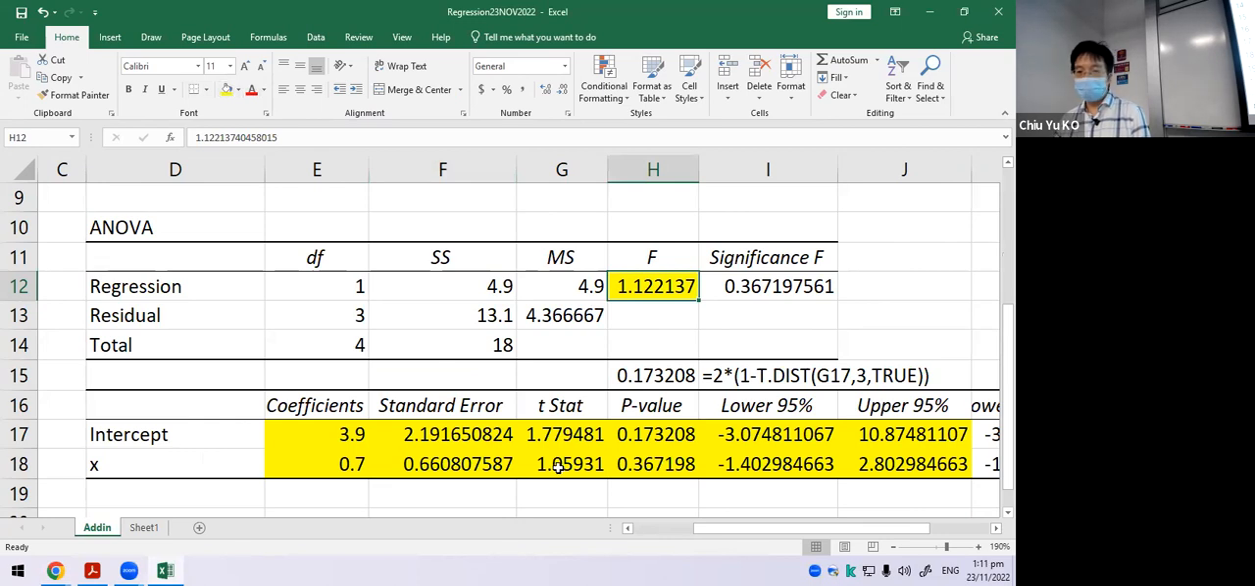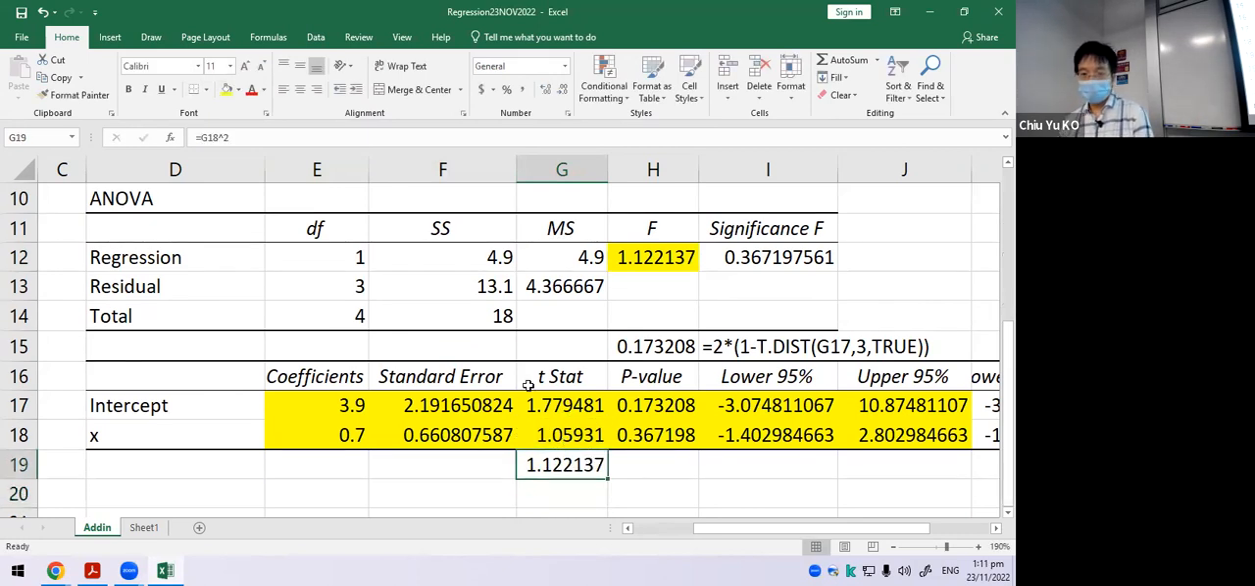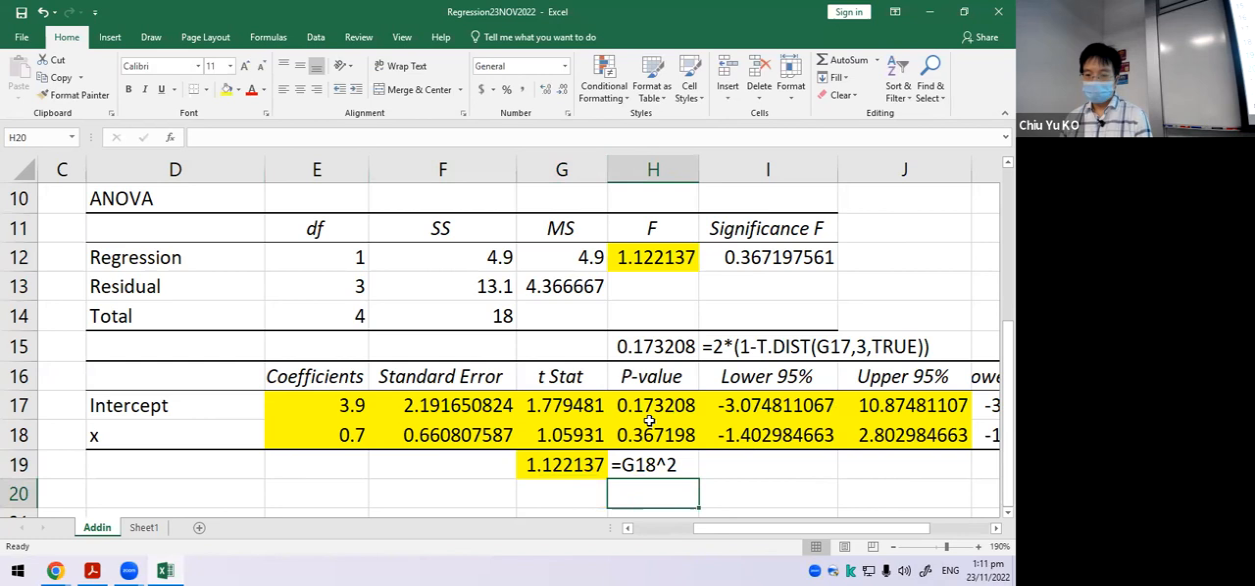So this turns out to be this value F, and that's T divided by square. If you take the square of this number, it would be the same as this one. Just make sure of this: the T value squared is the same as F.